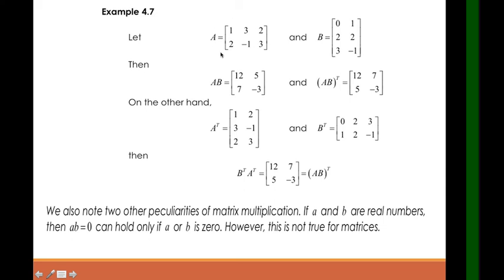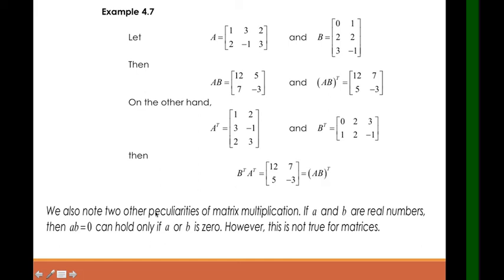Saan ko ito nakuha? Dito yan, no? Sa letter A. So, we transpose letter A. And for the B, ito yan, gagawin natin siyang ganito. And then, we will multiply A raised to T and B raised to T. This one. So, 1 times 0, parang ganun siya. 2 times 1. Okay? If you get my point, no? Row times column. Okay? So, in the end, we will get an answer of 12, 7, 5, and negative 3 is equal to the quantity of AB raised to T.